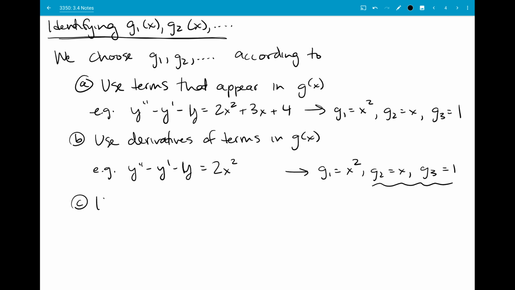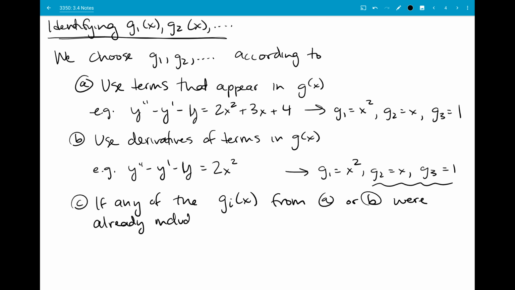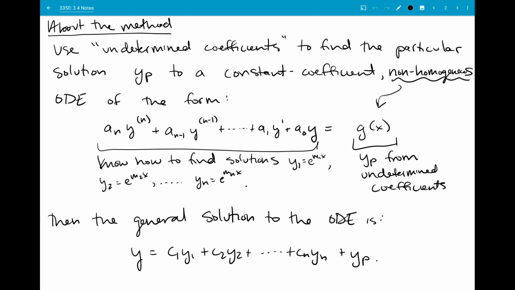So what it's going to be is if any of the, I'm going to call them G sub i of x, so any G1, G2, so on and so forth that we picked from A or B, so if you went through those steps and you built all of the G's that you thought mattered, but you found out that any of them were already included in the fundamental solution set for the homogeneous equation, so if any of those G's that you found for this g of x right here, the non-homogeneous part, were also found for the homogeneous part, the constant coefficients equal to 0. That's the case we're talking about here.